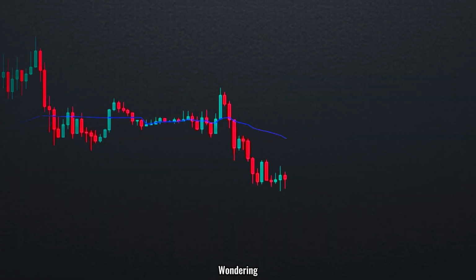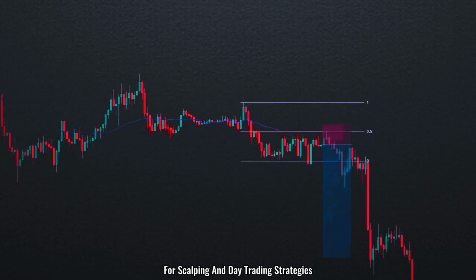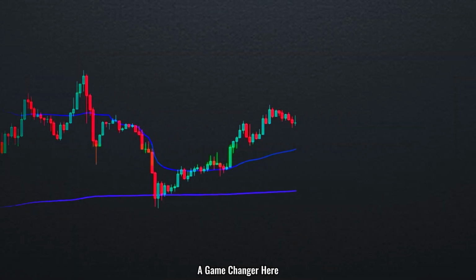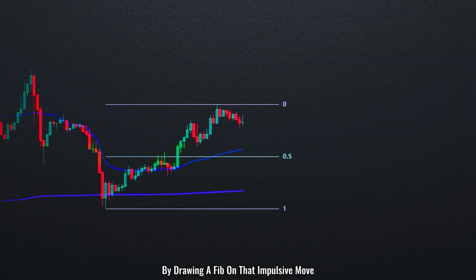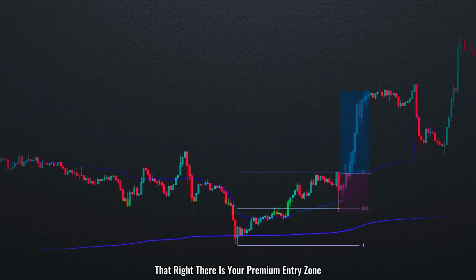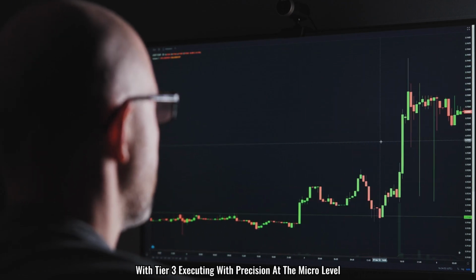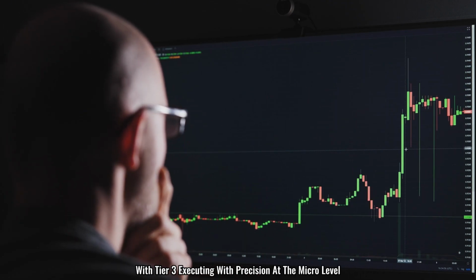And hey, if you're wondering which technical indicators are actually most effective for scalping and day trading strategies like this, well, the Fibonacci retracement tool is literally a game changer here. By drawing a fib on that impulsive move, day traders find that the absolute highest probability entries sit right inside the pocket between the 61.8% and 78.6% retracement levels. That right there is your premium entry zone, which brings us down into our final approach with Tier 3, executing with precision at the micro level.